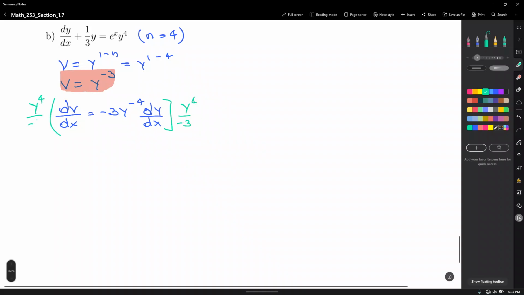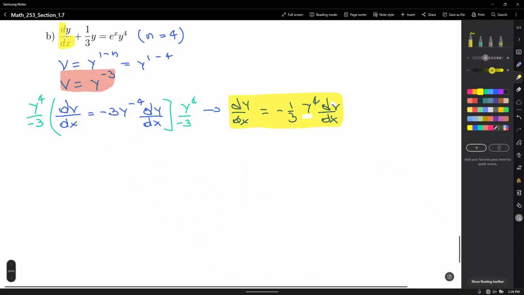Y to the 4th over negative 3. All right? Okay, so this will be dy dx equals negative 1/3 y to the 4th dv dx. What are we going to do? Let me highlight this with the color I did before. This will replace the dy dx term. So we're going to go back to the differential equation.